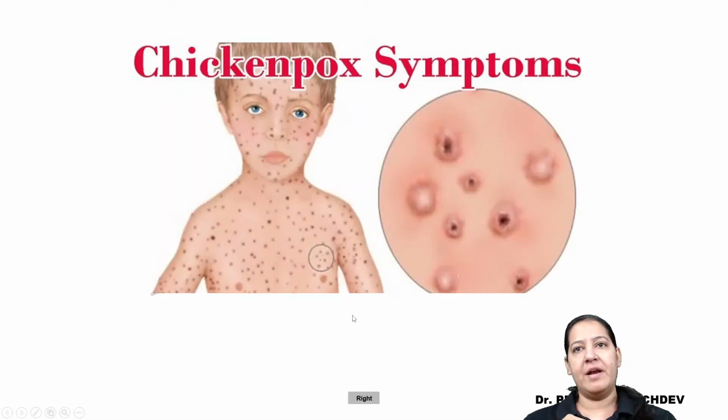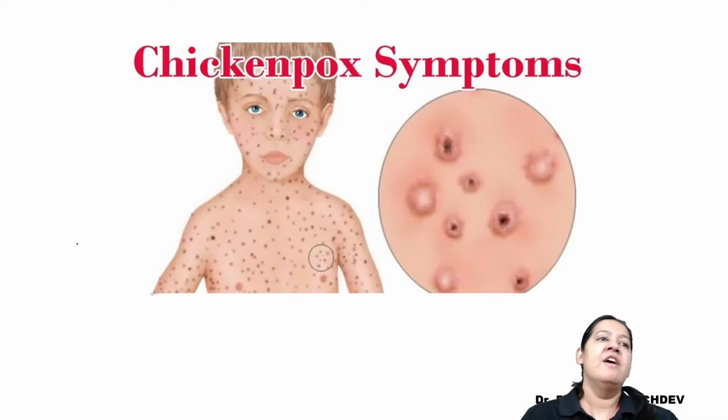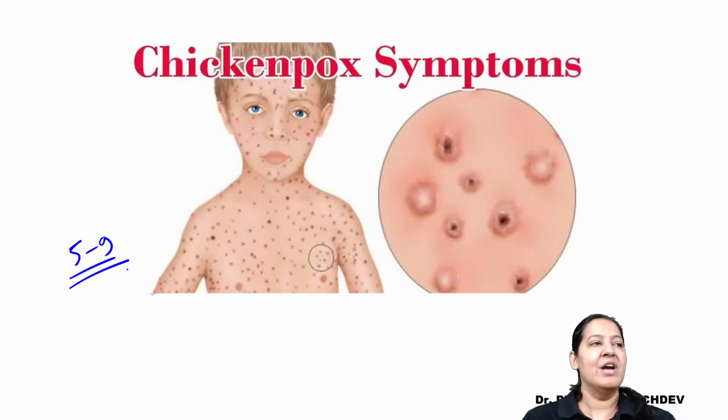Yes. So this is a typical rash of chickenpox. Can you see? It is occurring in children. This is a child. It occurs in 5 to 9 year old children. Now see, the smallpox rash was also like this. But you have to differentiate the rash from the smallpox.